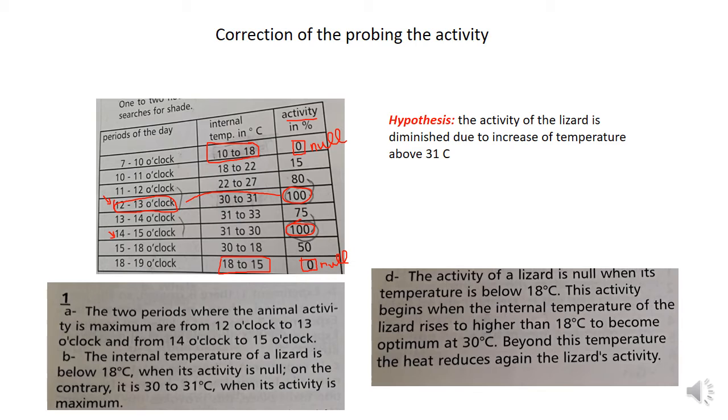In question 1C, I formulate a hypothesis. Why does the activity decrease to 75% here when it drops at 13 to 14 o'clock? Here you see that the temperature increases, okay, so the lizard, because of this, doesn't want to move anymore.